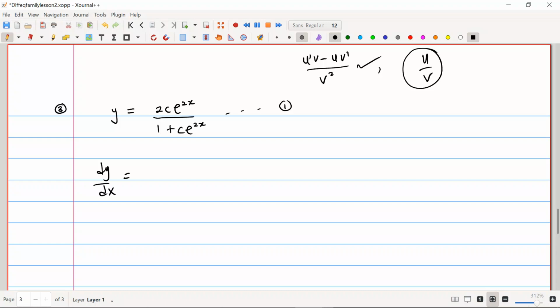Okay, when you do that and use algebra, or you try to simplify it, you're gonna have 4c e to the 2x over (1 plus c e to the 2x) squared. Okay, so that's what you get. And if you look at it very carefully, I'm going to do something here.